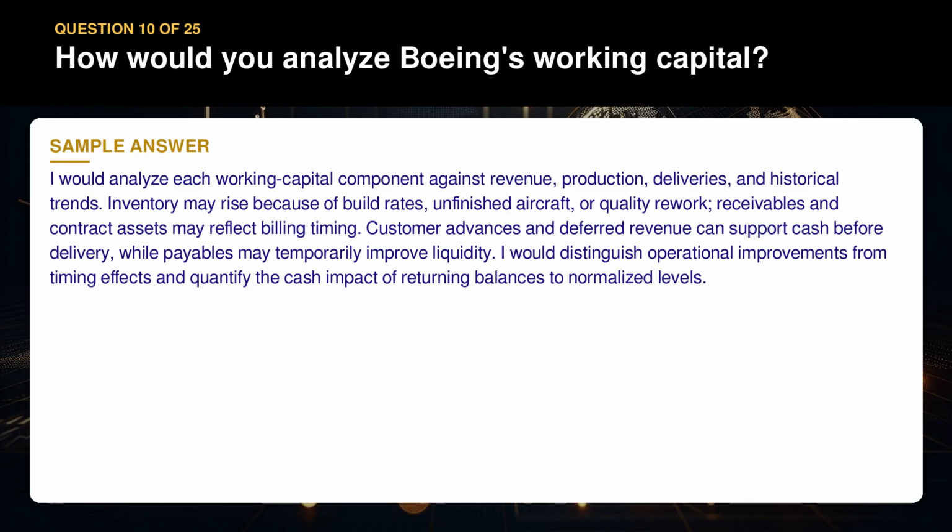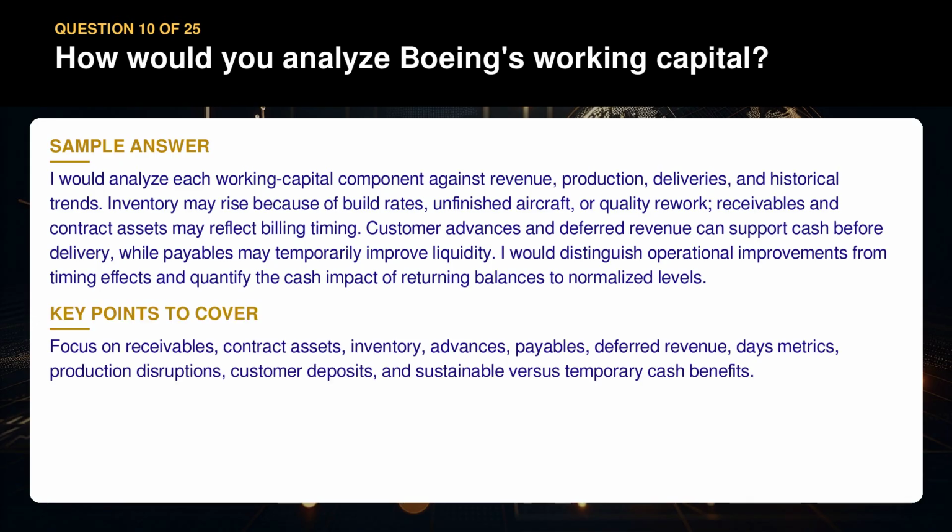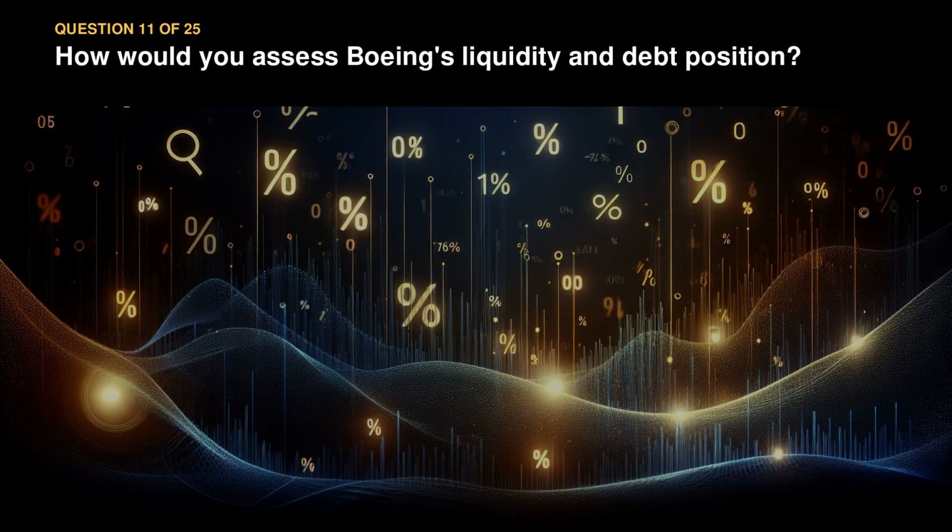I would distinguish operational improvements from timing effects and quantify the cash impact of returning balances to normalized levels. Focus on receivables, contract assets, inventory, advances, payables, deferred revenue, days metrics, production disruptions, customer deposits, and sustainable versus temporary cash benefits.